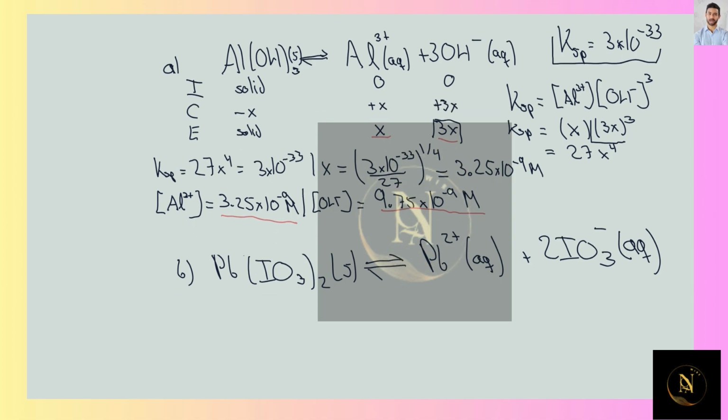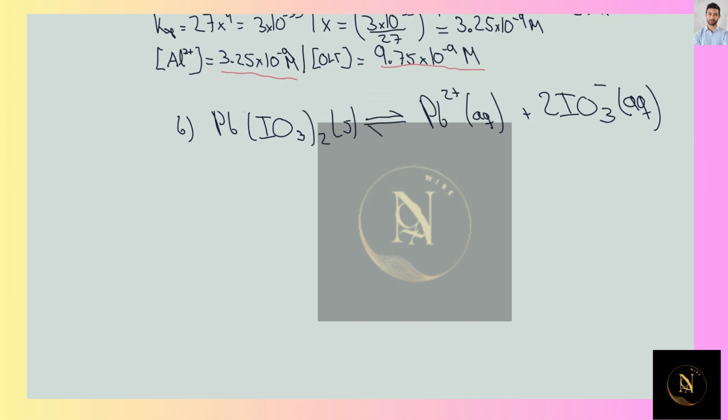Okay, so now let's go with the next problem, and we'll start with the same procedure. We do the ice table. Initially, we have the solid. The change is going to be x. At the equilibrium, we're still going to have the solid. We start with 0, plus x is generated of lead 2 plus, and 2x is generated of the iodate ion. So at the equilibrium, we have x and 2x.